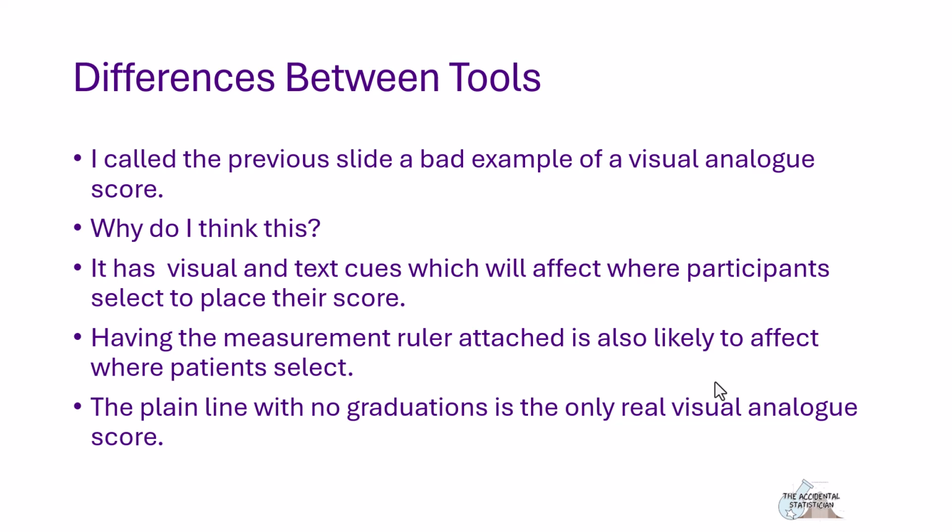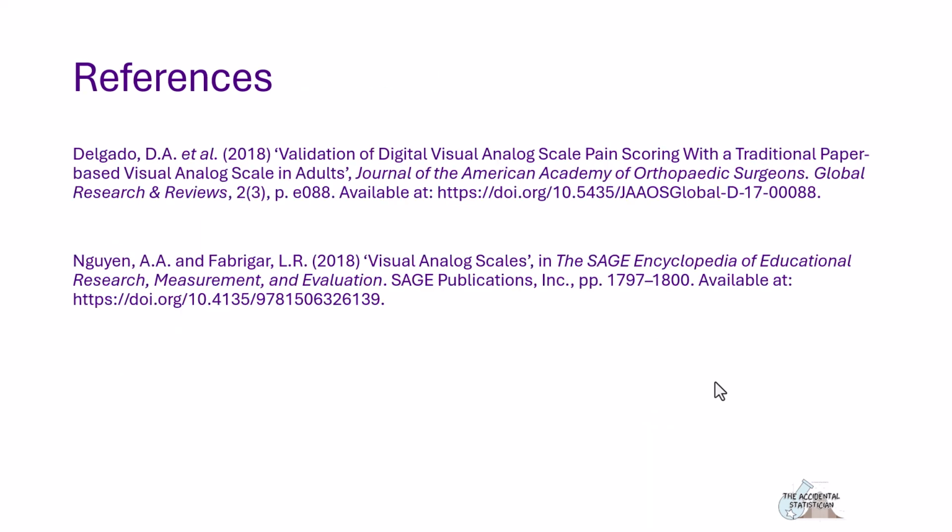So as I said, I think it's bad because there are too many text cues which are going to be suggestive to the participants where they place the score. The ruler particularly makes it clear that there's a numerical measurement. The plain line is a much more unbiased tool, which is much less likely to lead to errors. And if you want to look up more, you can look up visual analog scales, in that case used in educational research, not just in pain, and Delgado's article where they investigated reproducibility.